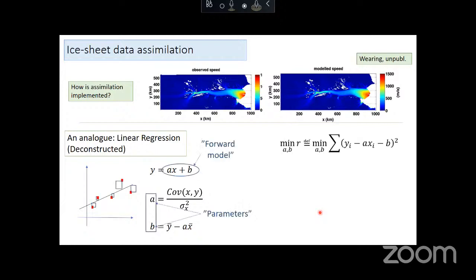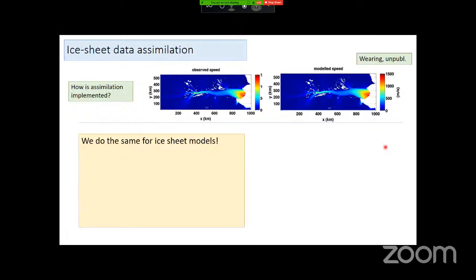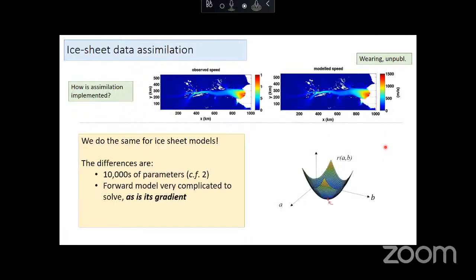We've got a model, which is y equals ax plus b, the model for a line. We've got the parameters a and b, and we've got a way of expressing the misfit between the model and the data. And by minimizing this, we find our optimal values for our parameters. We do the same for ice sheet models, but the differences are that there are tens or hundreds of thousands of parameters, and the forward model is not y equals ax plus b. It's very, very complicated and often needs a supercomputer to solve.